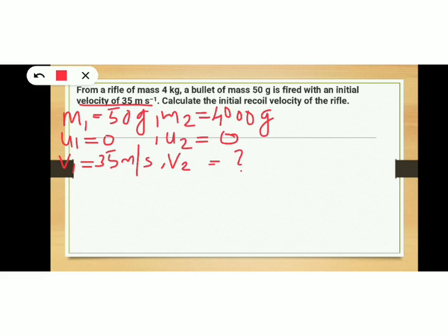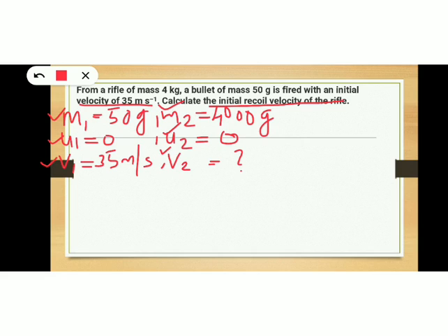So here u2 means the initial velocity of the rifle and v2 means the final velocity of the rifle. So m1 means the mass of the bullet, u1 the initial velocity of the bullet, v1 the final velocity of the bullet, m2 the mass of the rifle, u2 the initial velocity of the rifle, and v2 the final velocity of the rifle. And we need to find out the recoil velocity of the rifle. Recoil velocity means the velocity with which the gun or the rifle moves backward after firing. That is called the recoil velocity.